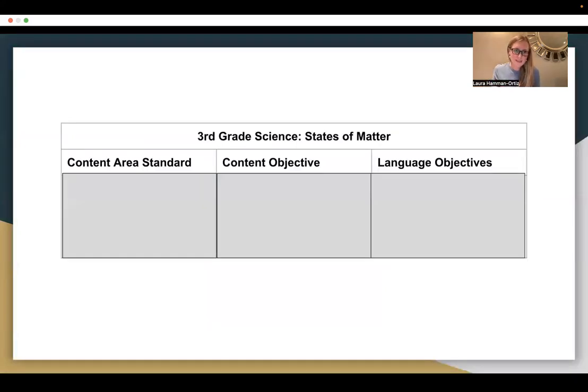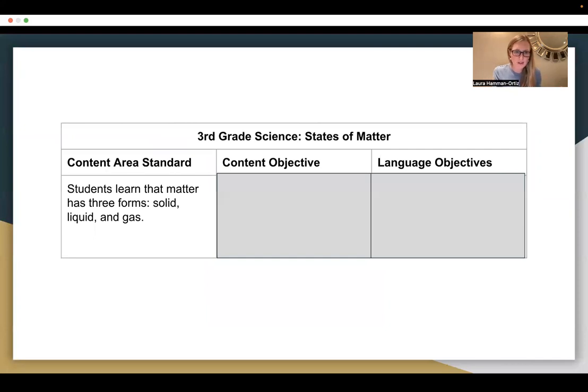So let me give you a few examples of what this looks like. And then in the later videos for this week's module, you'll see some more specific examples focused on content and language objectives. But for example, if I was teaching a third grade science unit on states of matter, I would begin by identifying the content standard that I want to address. Students learn that matter has three forms: solid, liquid, and gas.